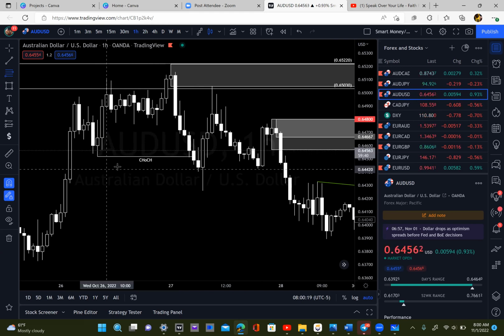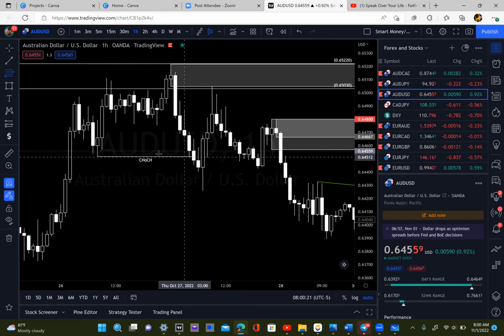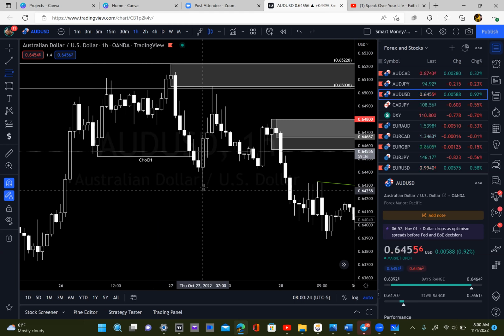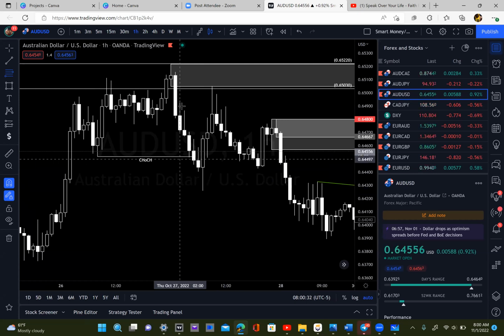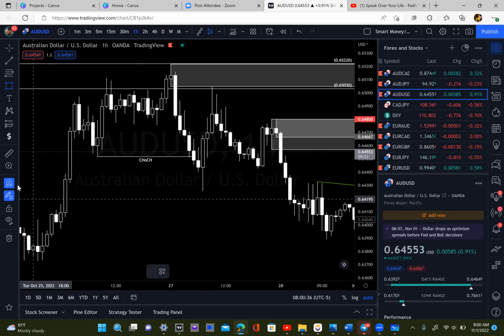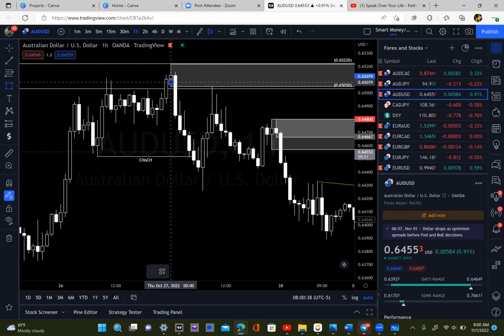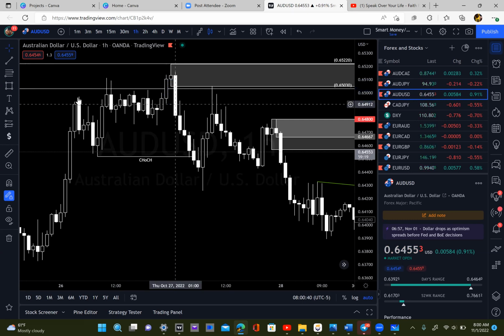change of character. Right here. Came down, change of character. That's our breaker structure. All right. So now we look for a zone to take from. What is part of our zone? Inefficient price action. Where's the inefficient price action? Right here. I know you see it. Look at this gap. I know. Wait, hold on. I put the wrong thing on.